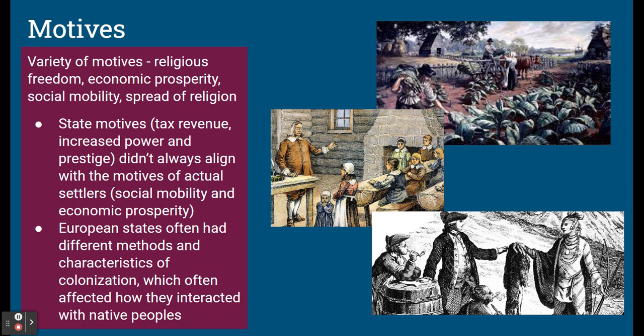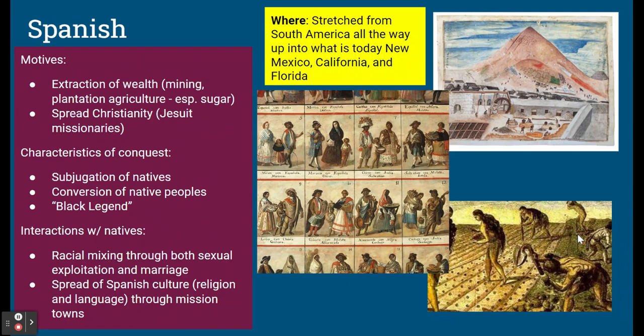And as I've already said, European states had different methods and characteristics of colonization. So let's go ahead and look at four of the main regions that we see in the Americas. Okay, so we're going to start with the Spanish. We've already talked a little bit about the Spanish in the first unit. They were the first ones to colonize and conquer parts of the Americas. The colonial regions for Spain stretched at their height all the way from the southern tip of South America to what is today New Mexico, California, and Florida, so into what is today part of the United States.